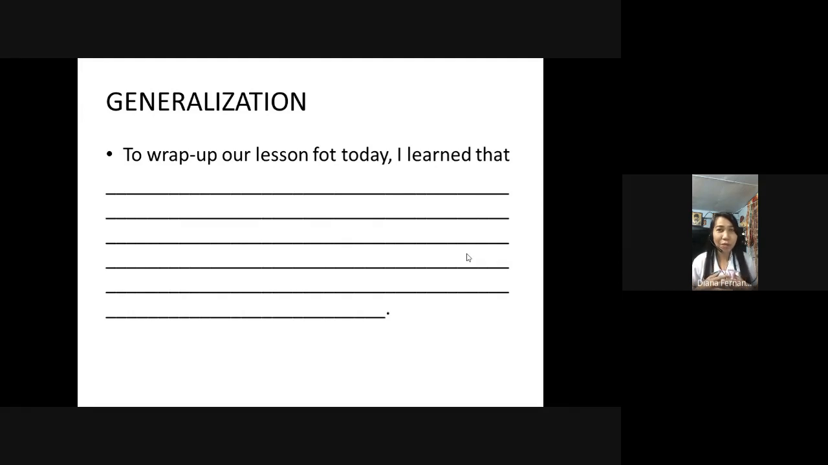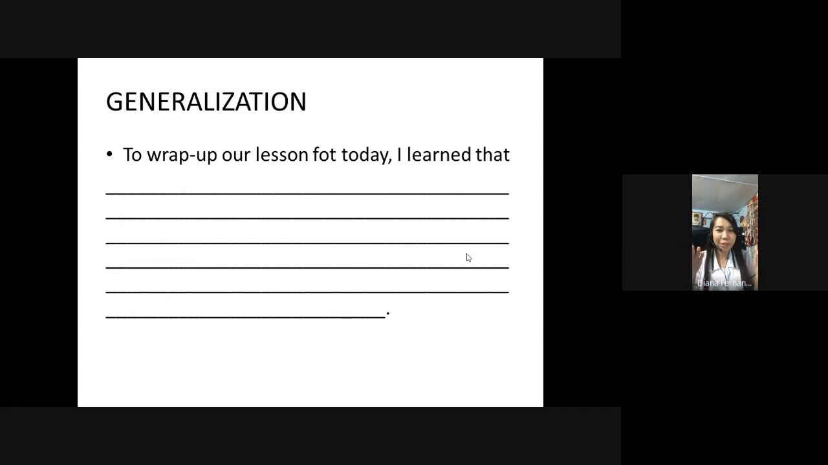So ano-ano yung mga forms of energy na napag-aralan natin? Can you please enumerate, Gian? Ano yung mga na-discuss natin today? So we have discussed light energy, heat energy, sound energy, mechanical energy, electrical energy. What else?